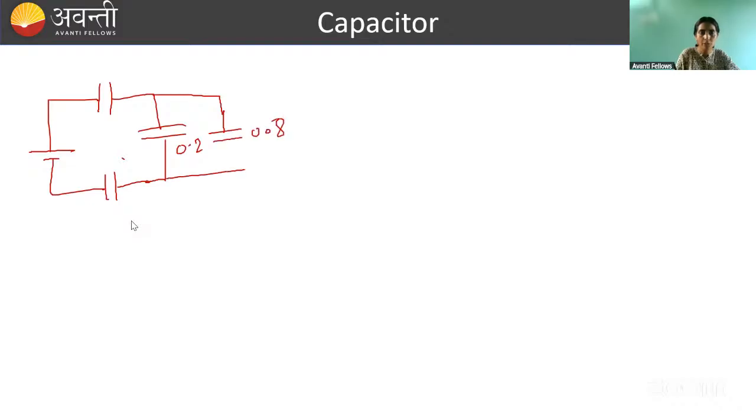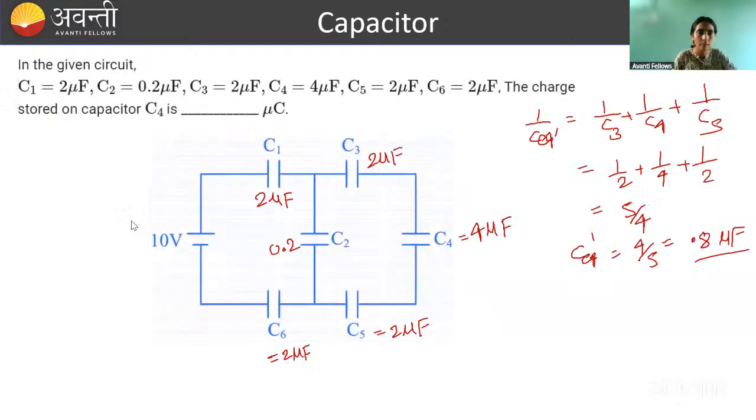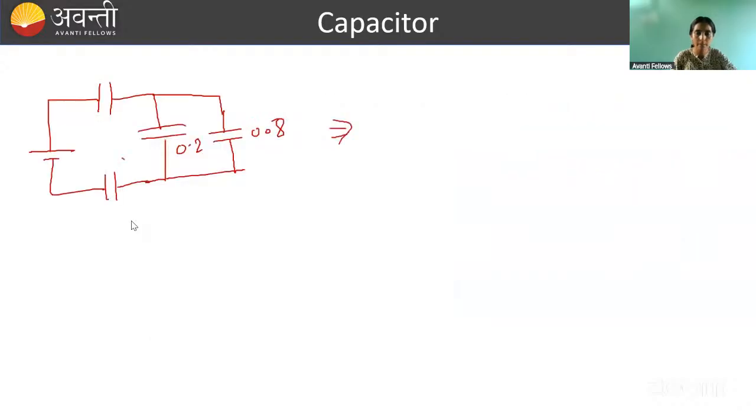Now you tell me, 0.8 and 0.2 are in what? Series or parallel? Will someone tell me what it will be? Yes. Thanush. Okay. You are getting that as an answer. Okay. With parallel. Kiran, parallel. Yes, they will be in parallel. So in parallel, C equivalent will be equal to how much? 0.2 plus 0.8. That will give you 1.